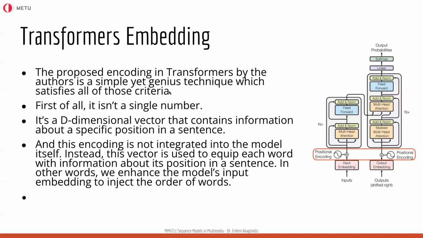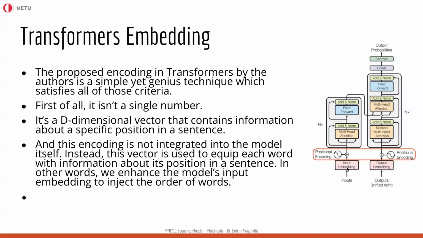The proposed encoding in the transformer design was a simple yet genius technique which satisfies all of those criteria. First of all, it's not a single number. It's embedded within the sequence, in all the vectors. It's a d-dimensional vector. If d is the dimension of the embedding, I said k in this example, but let's say d, which contains information about a specific position. So it is like you're adding it here, right?